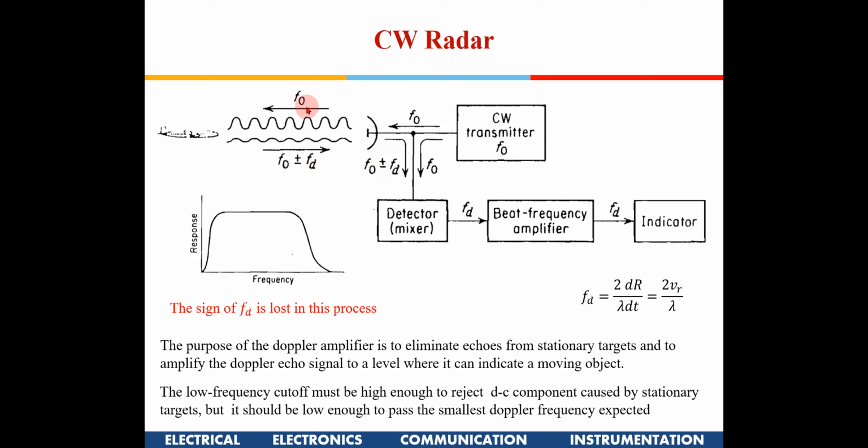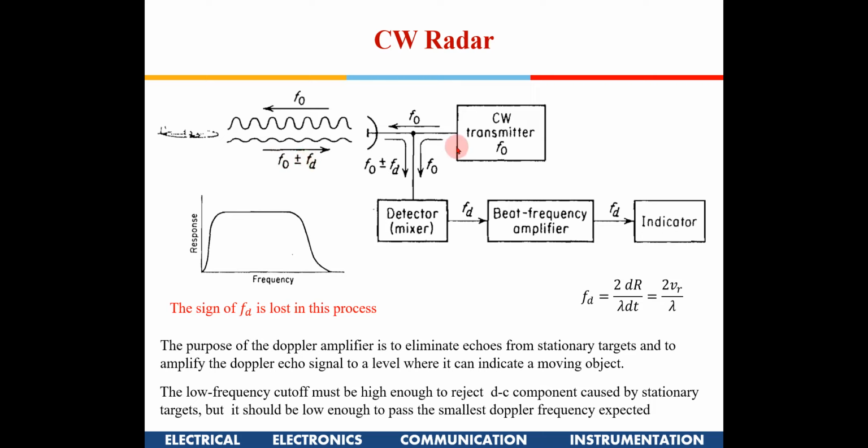So what is being transmitted is F0, and what is being received is F0 plus minus Fd. So why is it plus and minus? Because it would be plus if the target is approaching, and the Doppler shift will be negative in case the target is moving away from the radar. So that's why you can have either a plus or minus.